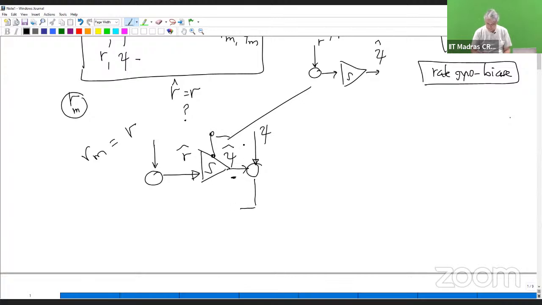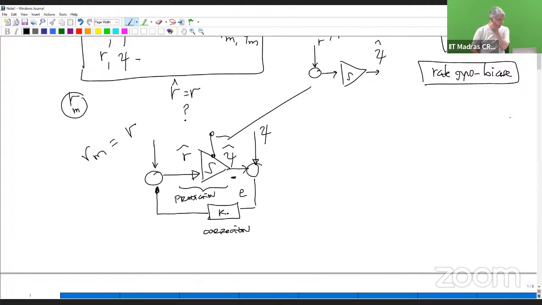If there is some discrepancy, then I get an error that I multiply by a certain K and feed in there to try and correct what is going on. This is the most simple system of filter that you can come up with. In other words, you have what we call the prediction. Based on the measurements of R, you predict what the psi should be. But then you measure the actual psi, you measure the difference, and you correct. So this is the prediction, and this is the correction.